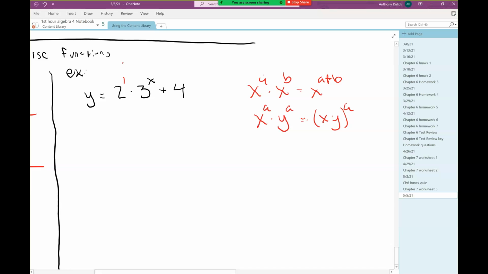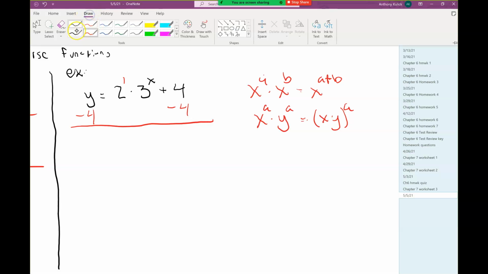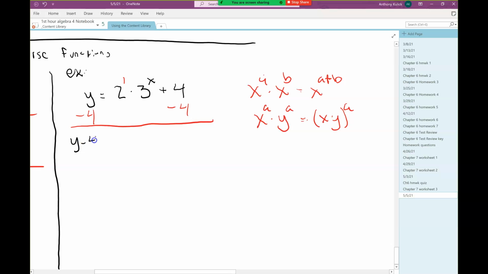Okay, so again, we're trying to get the x by itself. What would be the first thing we'd want to do here? Subtract 4 from both sides. Same idea that we did before, right? It's basically still the same first step. Okay, that's good. And then what? Okay, get the 2 on the other side.